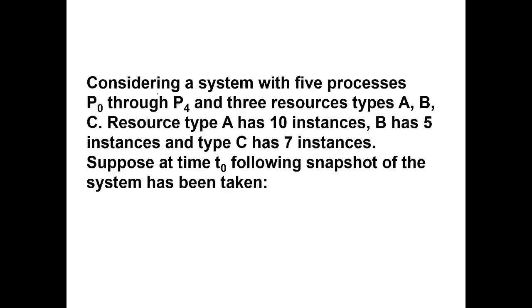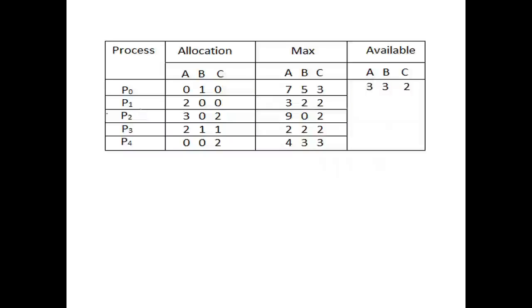Now let us solve one problem. In the exam they'll give the problem this way. Consider a system with 5 processes and there are 3 resource types available, A, B and C. Resource type A has 10 instances, B has 5 instances and C has 7 instances. Now you can see here the number of processes, allocation, max and available. This is the number of resources allocated for processes P0, P1, P2, P3 and P4. Out of the maximum, these are already allocated and the total remaining resources are these. There are 3 resources available of A, 3 of B and 2 of C.